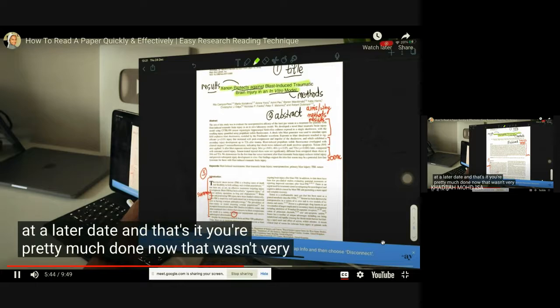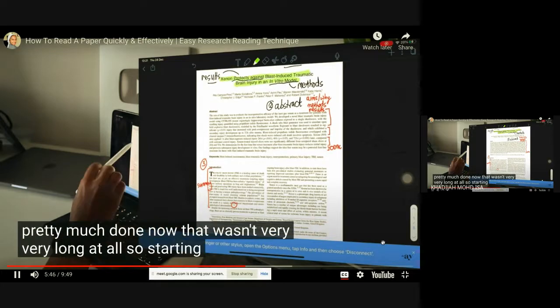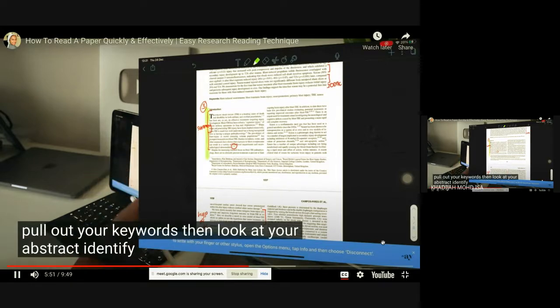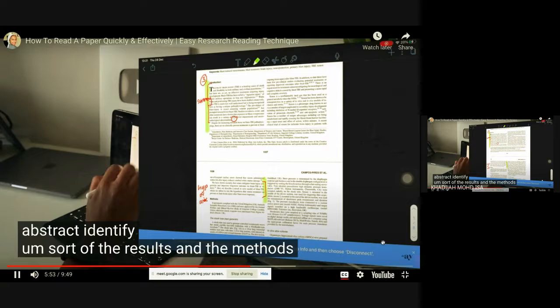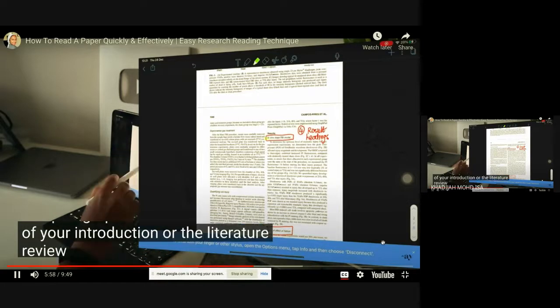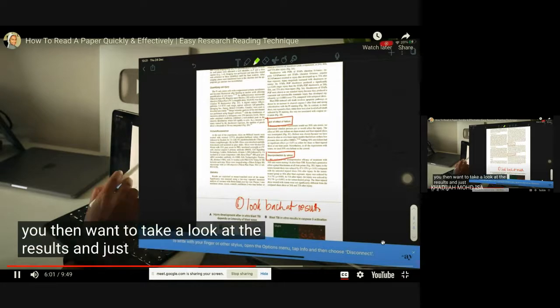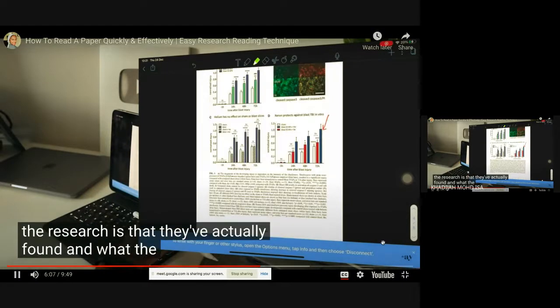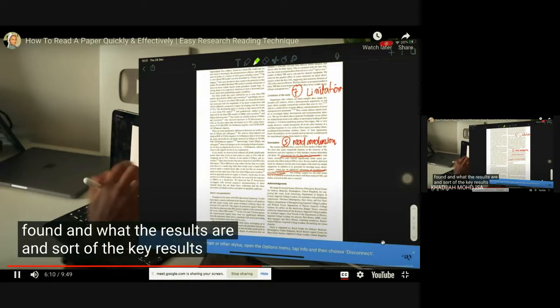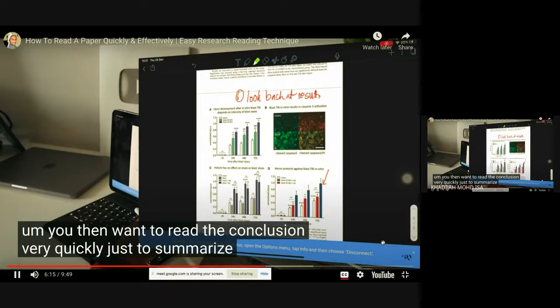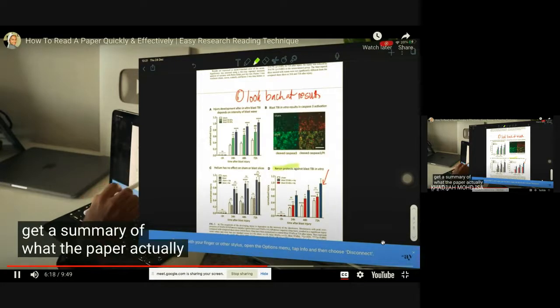Now, that wasn't very long at all. So starting off, always look at the title, pull out your keywords, then look at your abstract, identify the results and the methods. Then you want to read the first and the last paragraph of your introduction or the literature review. You then want to take a look at the results and just quickly skim through the titles to gauge what the research is that they've actually found and what the results are, and some of the key results, if you like. You then want to read the conclusion very quickly just to get a summary of what the paper actually found.